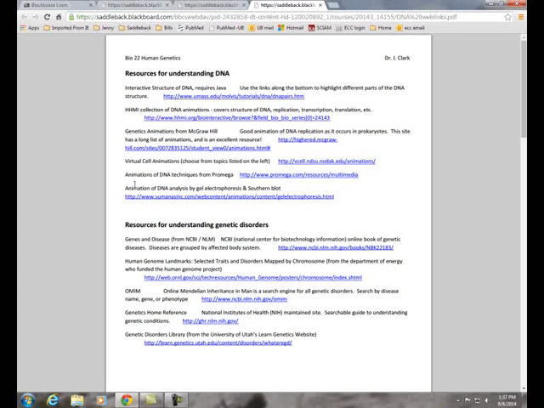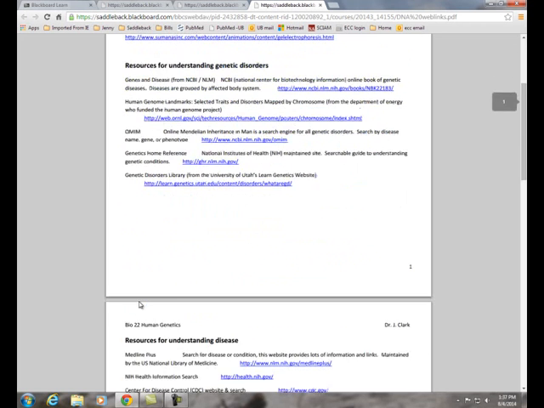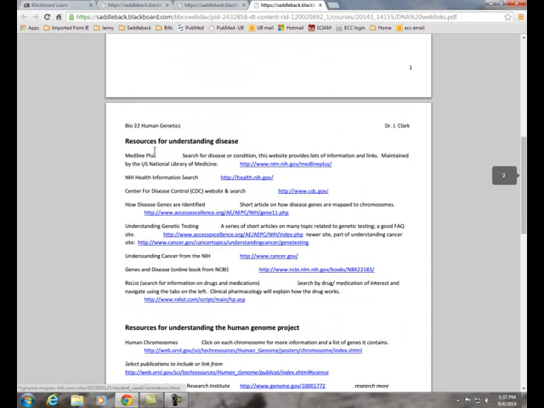These are excellent supplements. Here are a variety of links important for understanding genetic disorders. Everyone will choose a different disease to research for a research paper about a genetic disorder. And these are excellent websites to start with. More websites for understanding disease. Simply have the name of the website, such as Medline Plus, a short description, and the link.